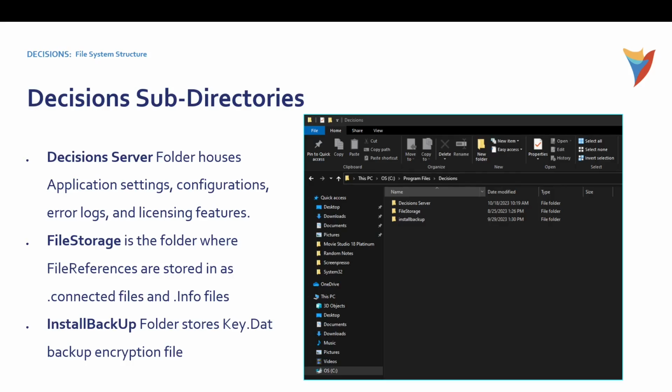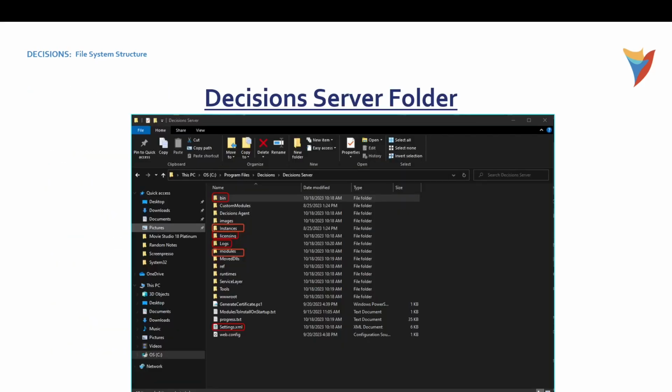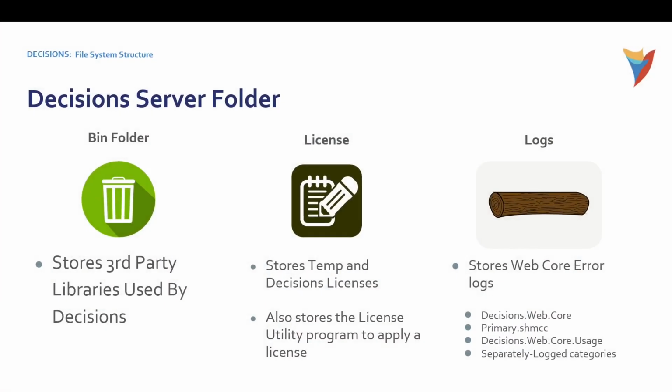Lastly, we have the InstallBackUp, which has a unique function. It technically stores the keys.dat, but under specific circumstances, which I'll get into. So first, let's get into the Decisions Server folder. The first one I'd like to talk about is the bin folder.